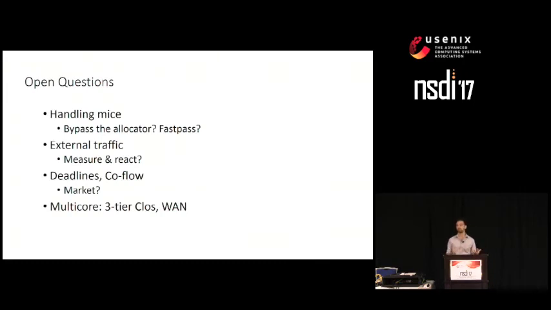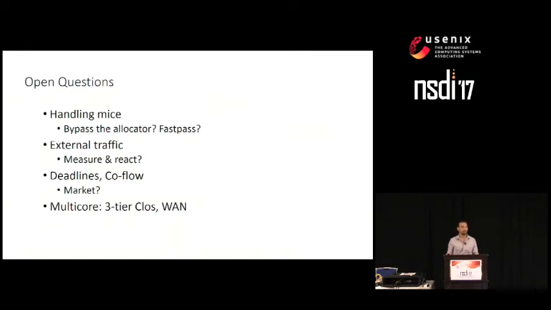Another question is how to handle external traffic. A Flowtune cluster might have to communicate with other clusters or the internet. In the paper, we discuss a few ideas on how to do this, but an exciting opportunity that I wanted to mention is to have the servers measure the amount of external traffic and report it to the allocator. And then the allocator will adjust the link capacities to accommodate the external traffic.